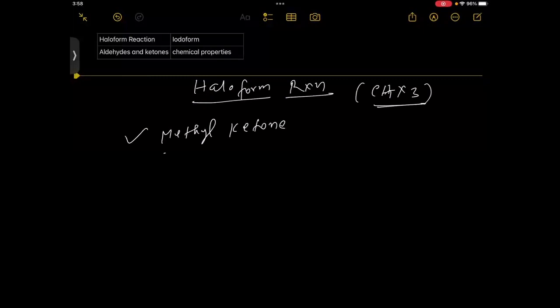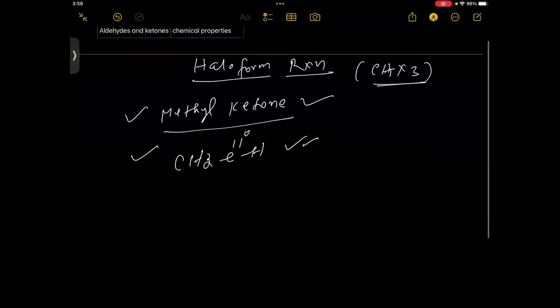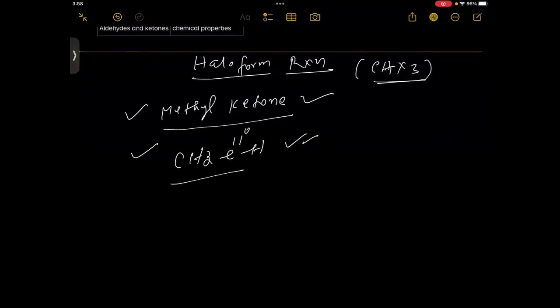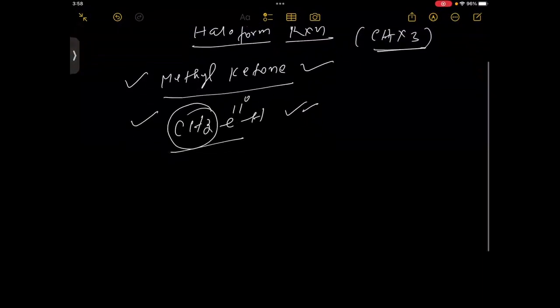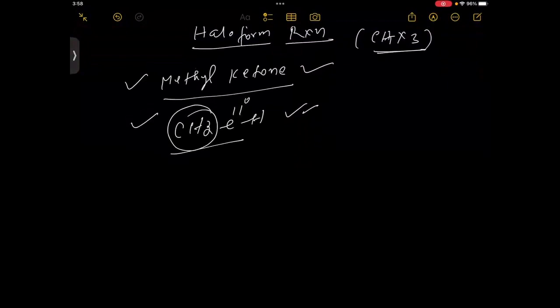Any compound that goes through the haloform reaction must have the methyl ketone, that is CH3 C double bond O. So those compounds which have at least one CH3 group, a methyl ketone like that, will undergo the haloform reaction. Let's understand through this example, students.